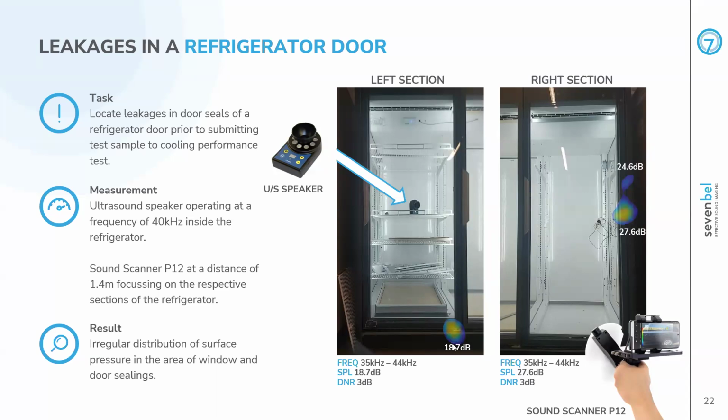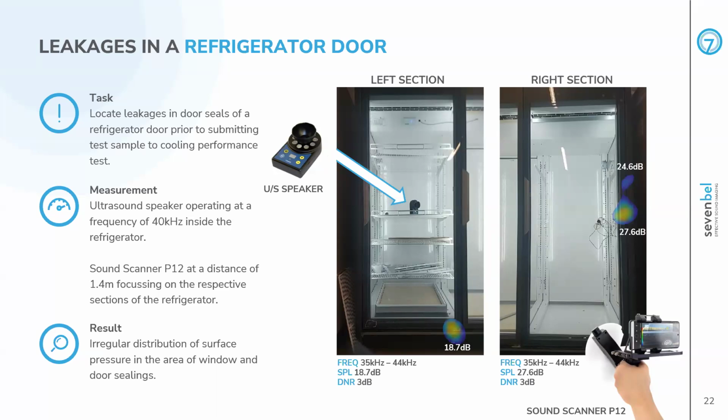The SoundScanner P12, which is a very compact device in this case, is pointed at the refrigerator door at a distance of 1.4 meters. And the engineers did the measurements on the left section and the right section of the refrigerator, and they identified 3 critical leaks. Those leaks are also quantified in terms of a sound pressure level value. And when you ran a cooling performance test in that particular situation, after a couple of hours, you would see ice accretion at the door seals of that refrigerator door.